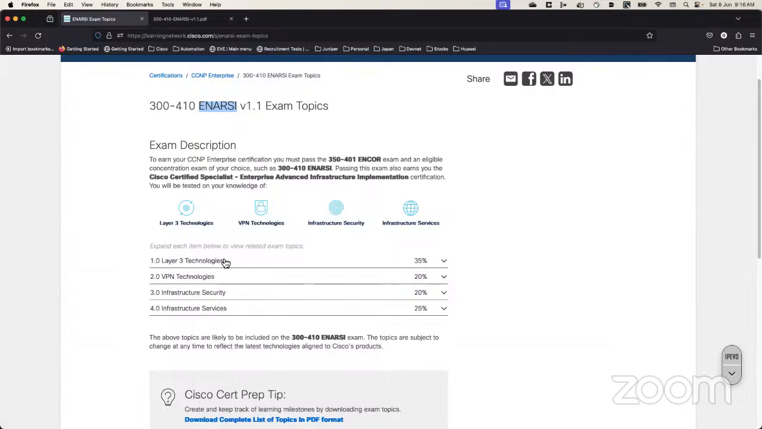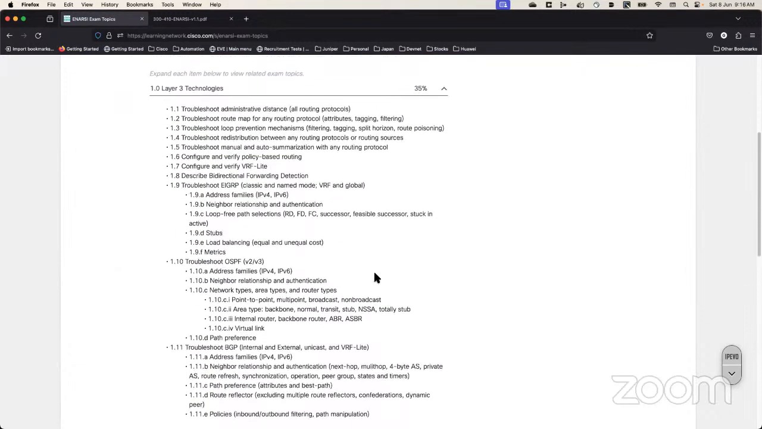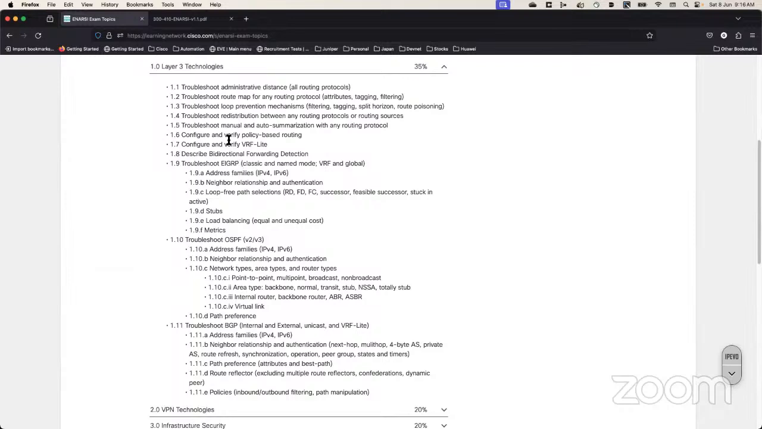In layer 3 technologies, our first module, these are the topics or subtopics under this module, which is covering all your interior gateway routing protocols, your VRF concept, policy-based routing. Starting from the basic routing concept, what routing is, how a router chooses a path, how the routing table is populated, how your control plane is built, and how the data plane is using that control plane. All those concepts will come over here.